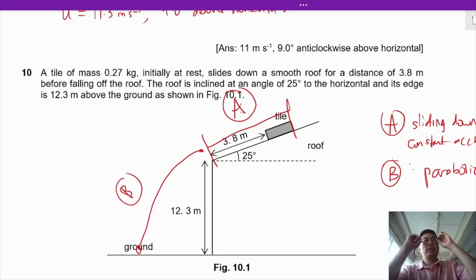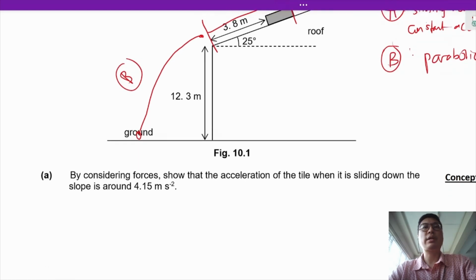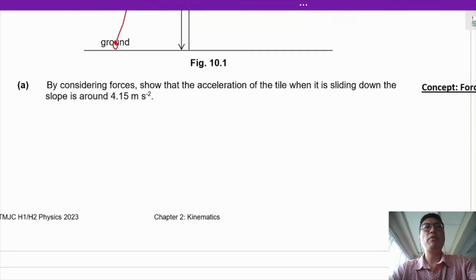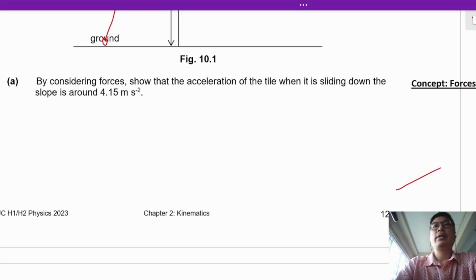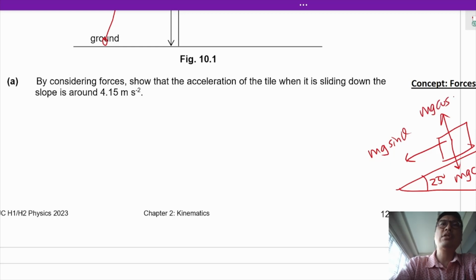Okay. Now, first of all, by considering forces, show that the acceleration of the toy when it's sliding down the slope is around 4.15 meters per second squared. Now, those of you who are in my class will know how to write the forces on the slope, and you must be able to write it immediately without thinking. So the first thing we'll write is the weight component down the slope, mg sine theta. The next is the weight component into the slope, mg cosine theta. Next is the normal force, which is mg cos theta.